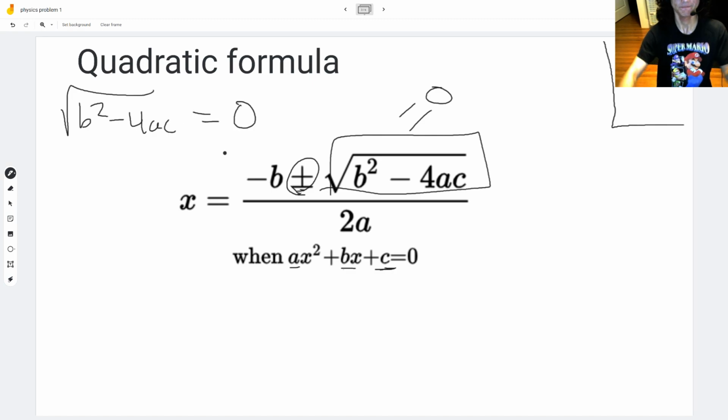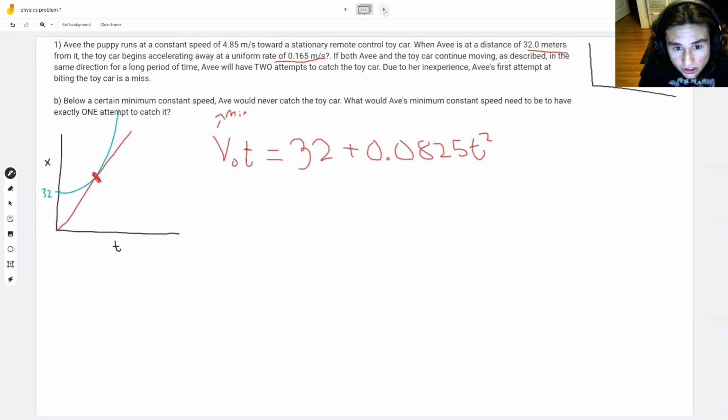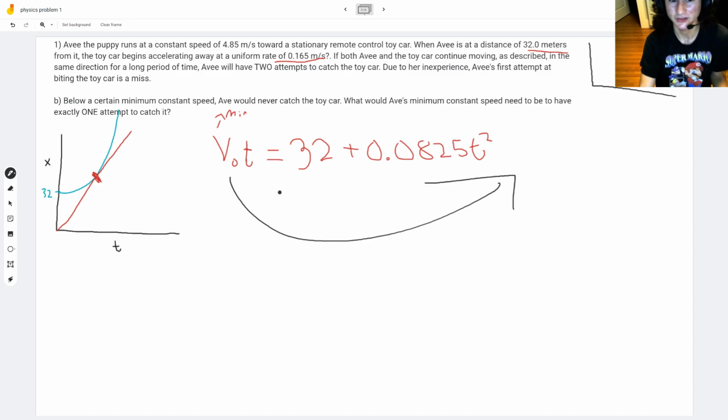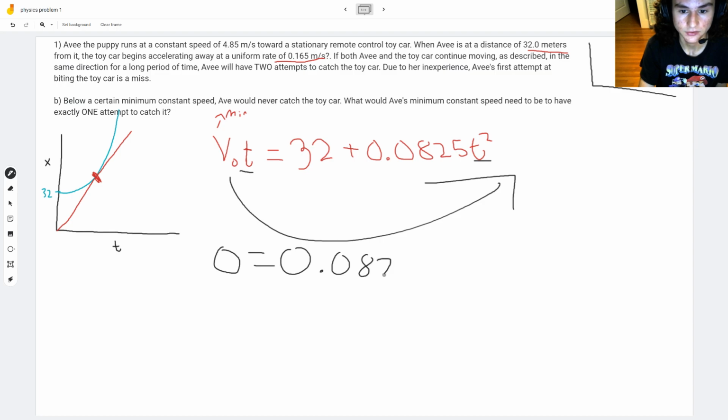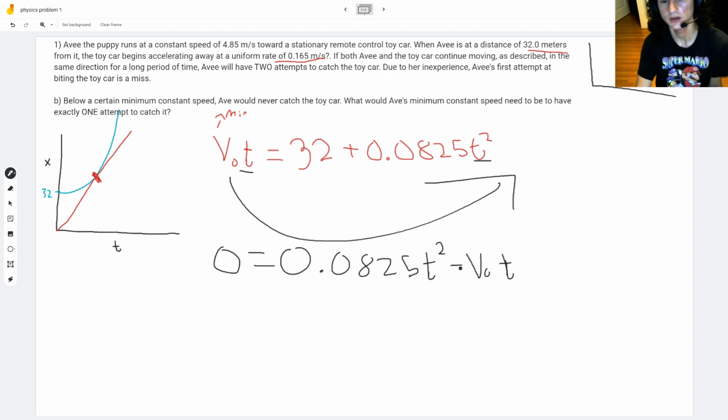Now, if we go back to our equation, I'm going to set this up a little bit differently by putting the v on the other side so it looks like a quadratic. And I'm going to move this over in front because it has the highest degree of t's. So I'm going to say 0.0825t squared, and now we have minus V0 t. I'm going to put a t here, just a little loop to remind us.